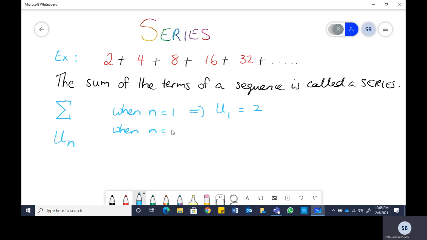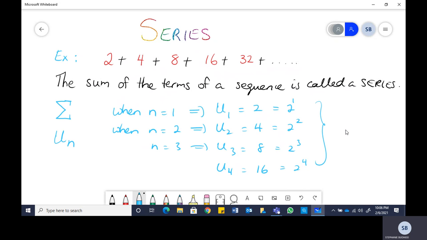Also, when n has a value of 2, that means our second term is 4. And the list will go on and on till we reach all the values that we have here, right? So u4 is 16 and so on. Now, just as you would do with sequences, when you're looking at a series, because it's simply a sum, you can identify the pattern that allows it to keep on increasing. For example, 2 could be rewritten as 2 to the power of 1. 4 could be written as 2 squared, 8 as 2 cubed, 16 as 2 to the power of 4, and so on till we reach the nth term of our series.